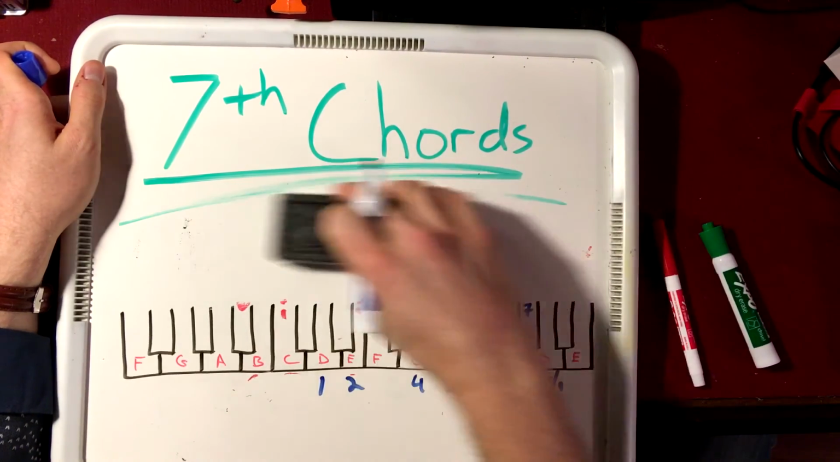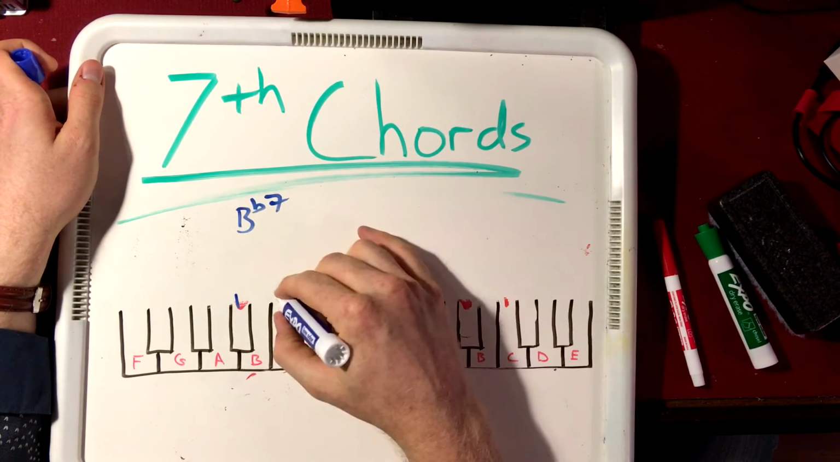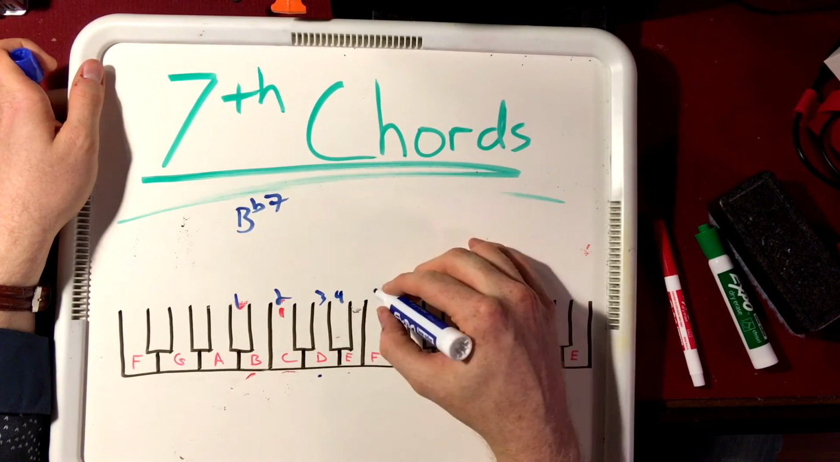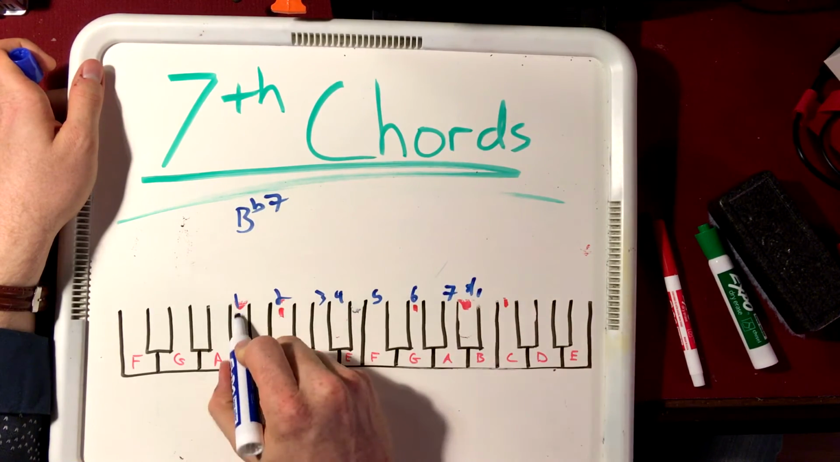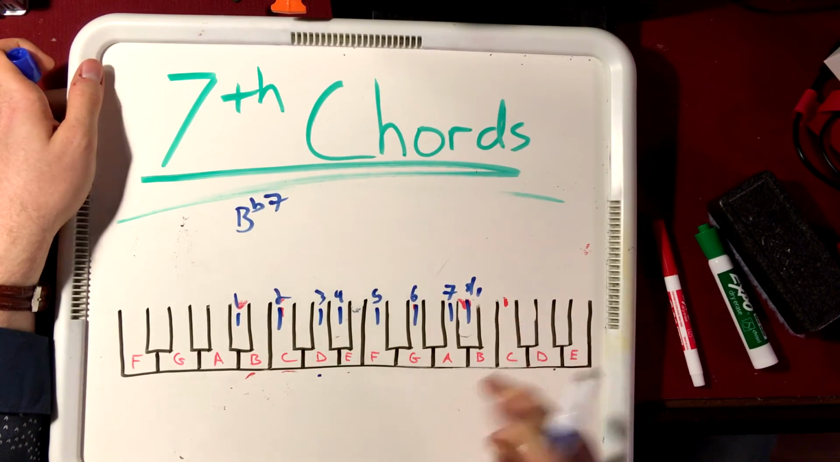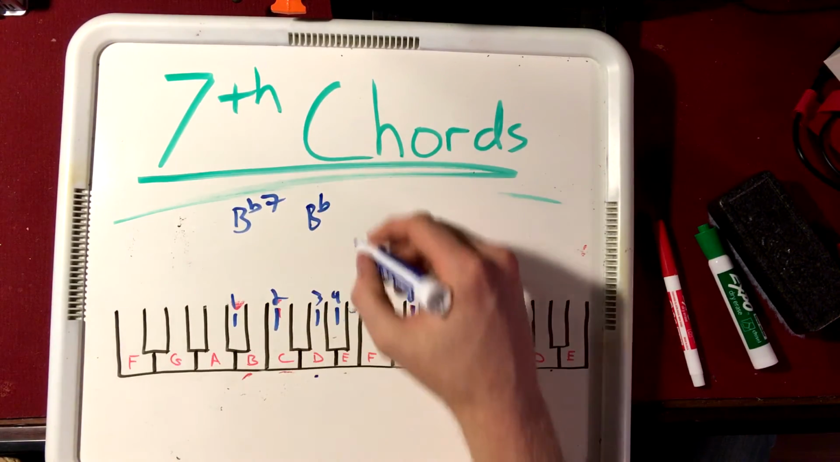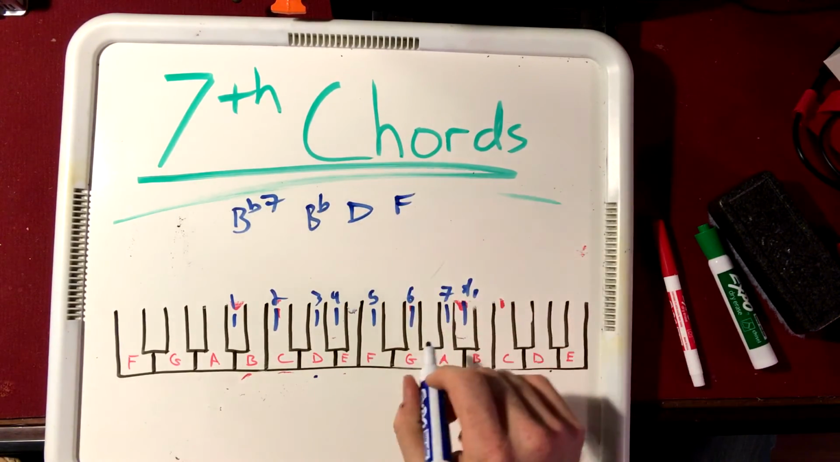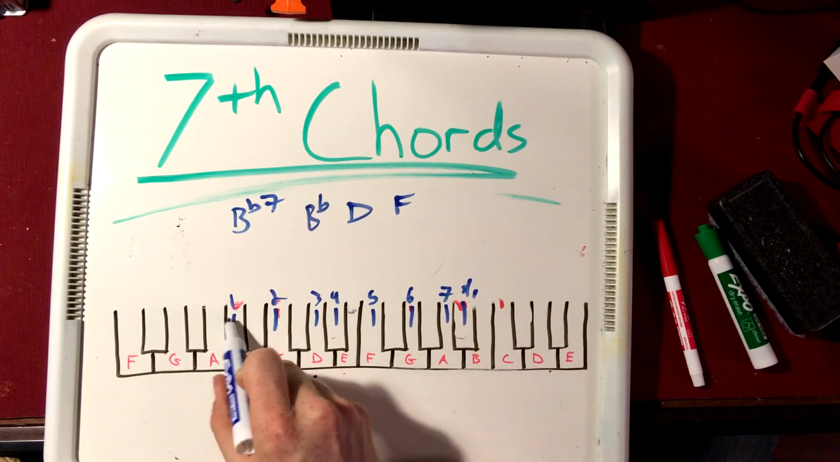A couple more examples. Let's do a B flat 7 chord. B flat is going to be 1, 2, 3, 4, 5, 6, 7, and here's our 8 and 1 again. These are lining up here like that. Our B flat 7 is going to be 1, 3, 5, which is B flat. 3 is D, 5 is F, and then our flat 7 here, remember it's a whole step below the B flat, is going to be A flat.